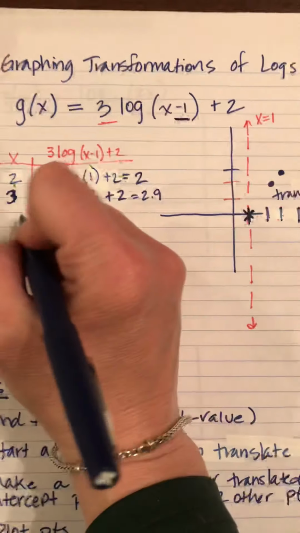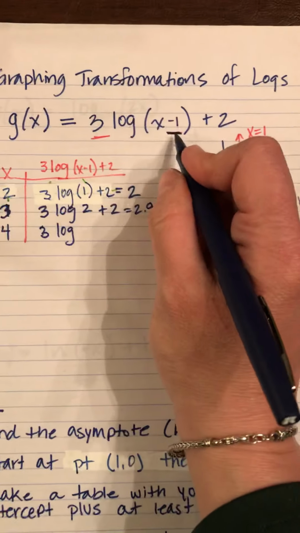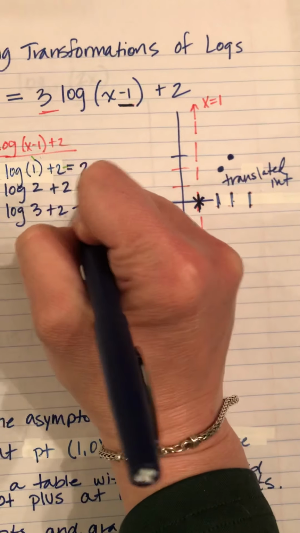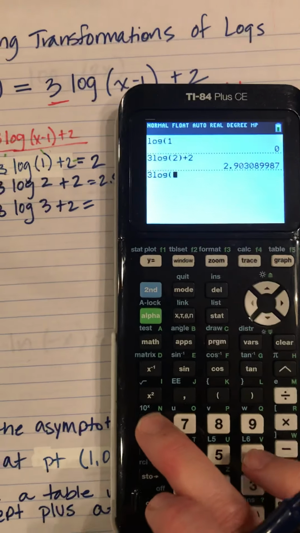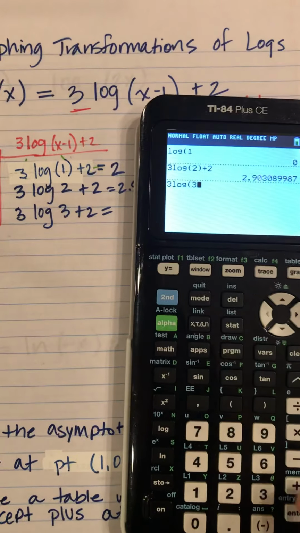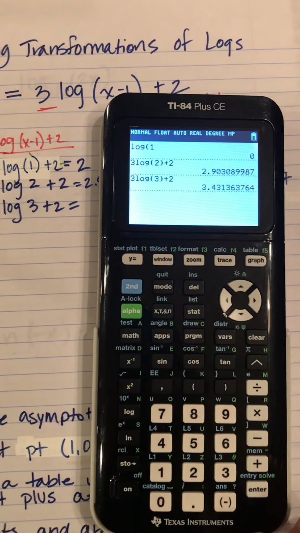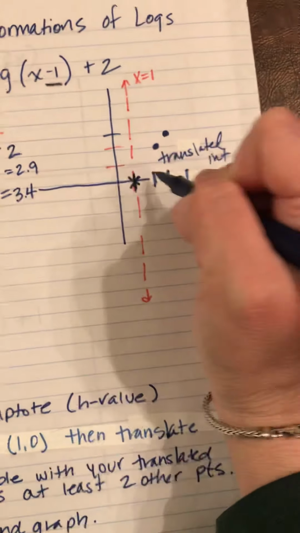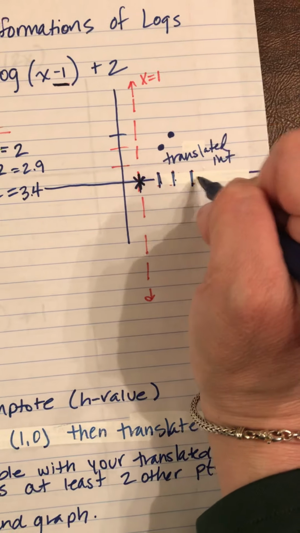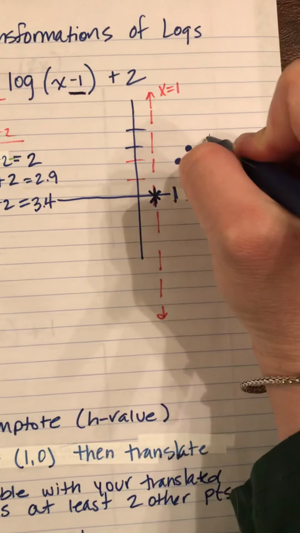And then for the last point, I'm just going to use 4. So 3 log of 4 minus 1 would be 3. And again, grab my calculator. So 3 log of 3, close the parenthesis, plus 2. I get about 3.4. So when x is 4, I get about 3.4. So 1, 2, 3, so about right there.